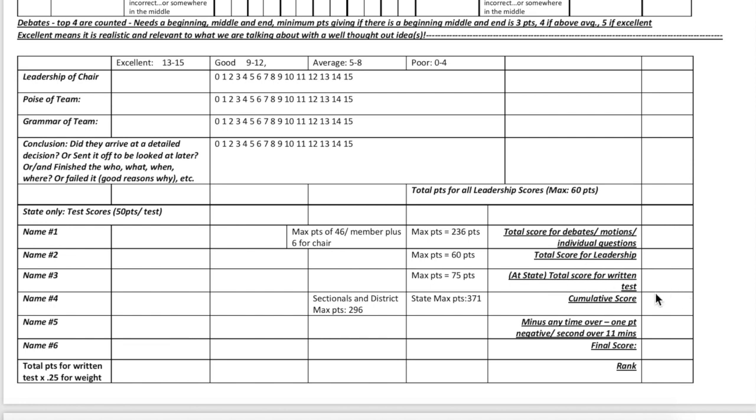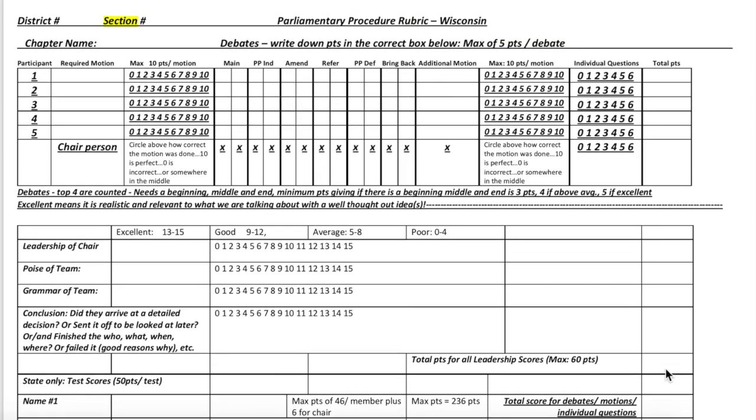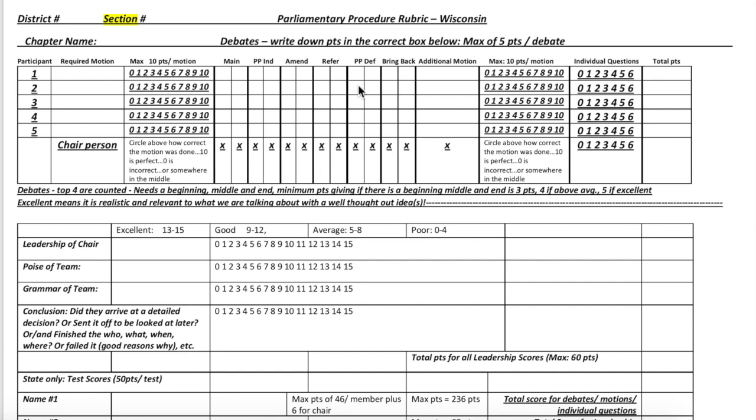This score you don't need. Cumulative score is the total from these 3 boxes. You put that in this box here, or I guess the 2 boxes, sorry. Those 2 boxes will be scored right here. Any time over 11 minutes is a negative point for each second over. So if you're 11 and 6 seconds, you're going to subtract 6 and total up your final score, and then at the end of the whole contest, you will rank this team compared to every other team that you've watched. So that will be how you use this rubric at contests.